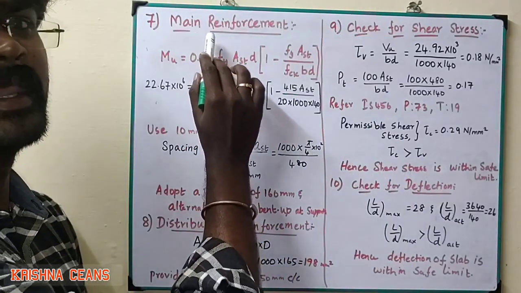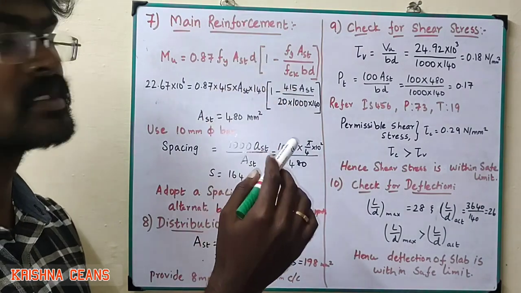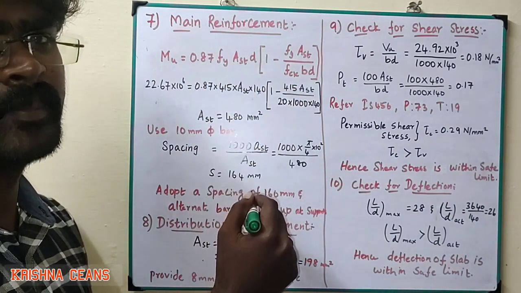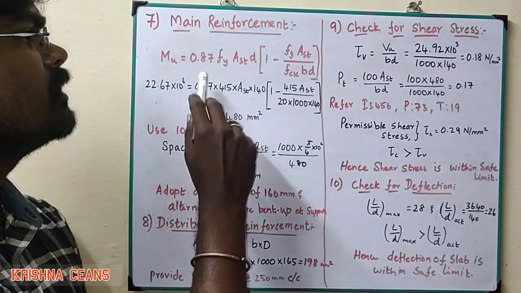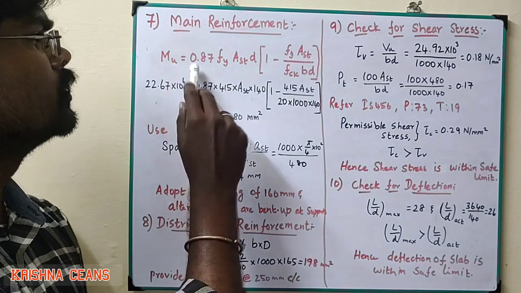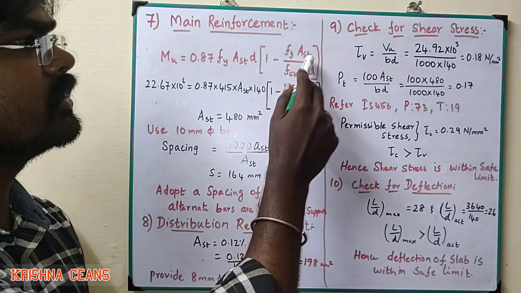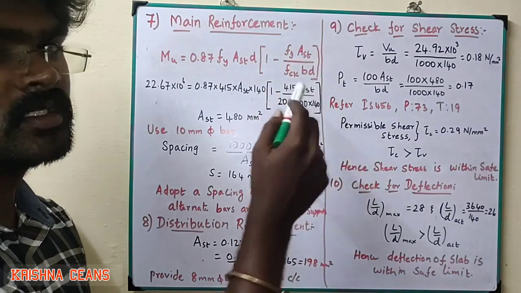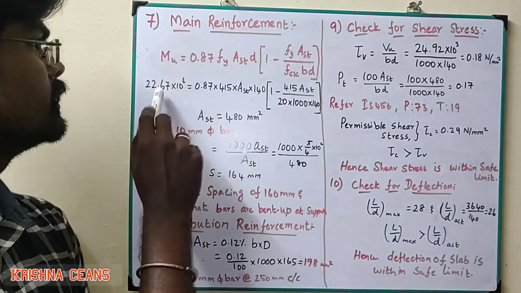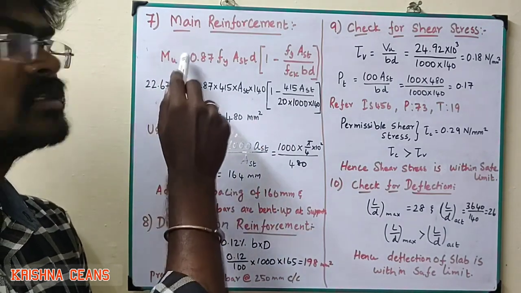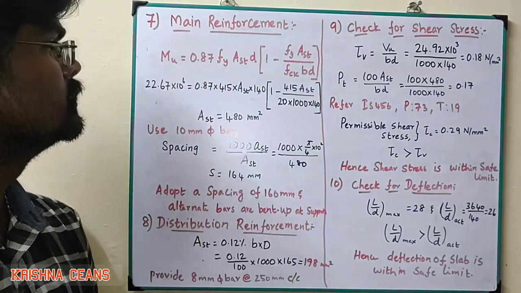Step number 7, main reinforcement. After calculating up to step number 6, we go for the design of main reinforcement as well as the distribution reinforcement. So for main reinforcement, the formula is Mu equal to 0.87 fy Ast d in bracket 1 minus fy Ast divided by fck b d. Since it is an under reinforced section, we have to use this formula. So Mu value is 22.67 kilonewton meter, so convert in terms of Newton mm, into 10 power of 6.